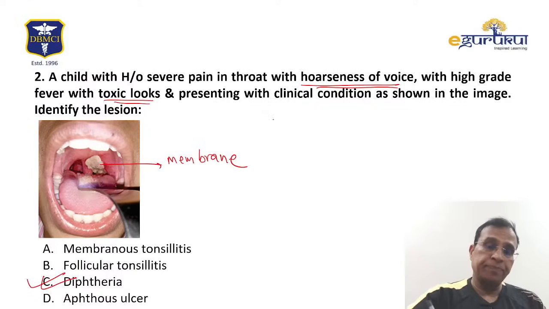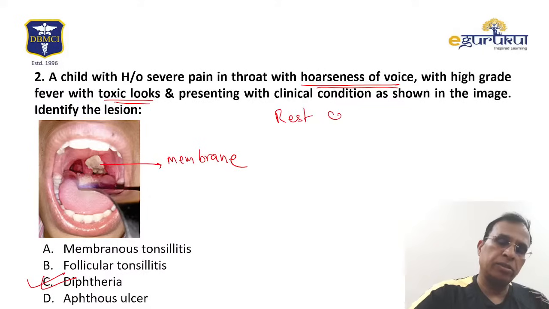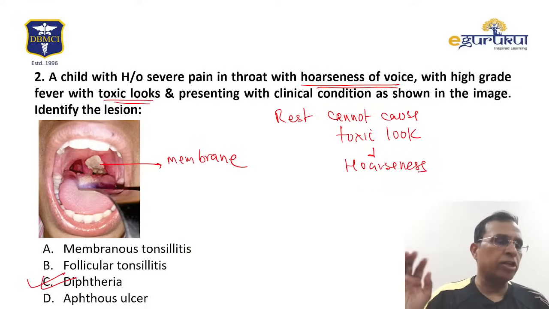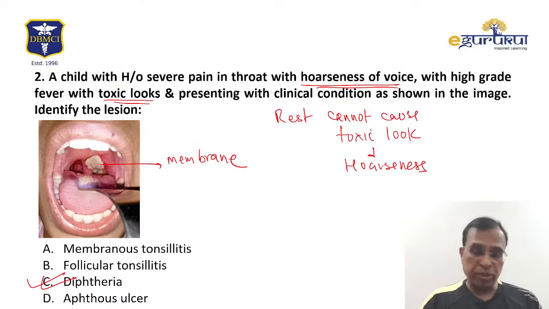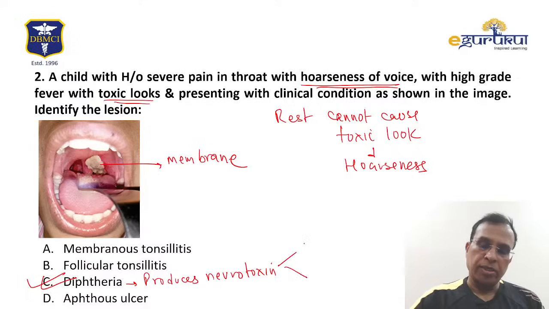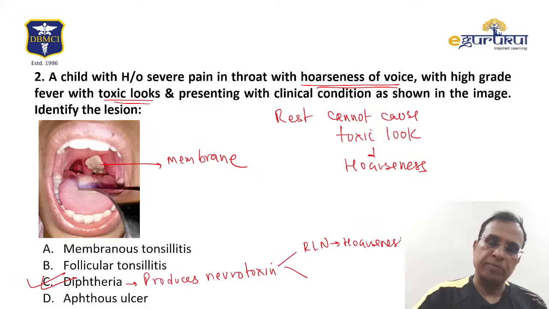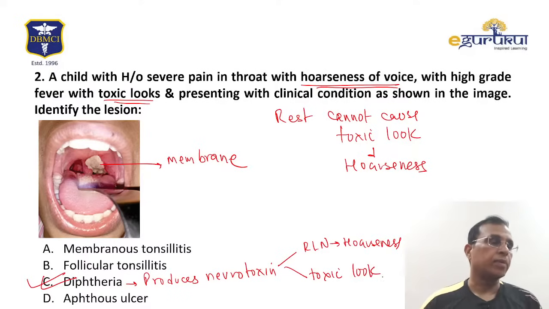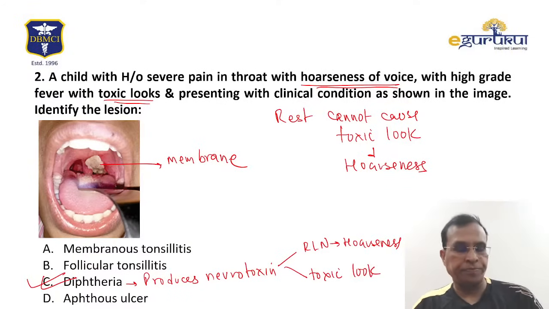Now, the rest of them cannot cause toxic look and hoarseness. Only diphtheria, because diphtheria produces neurotoxin, and the neurotoxin involves the recurrent laryngeal nerve, and therefore hoarseness and toxic look. The rest of them cannot cause toxic look. So it is mainly in the history.